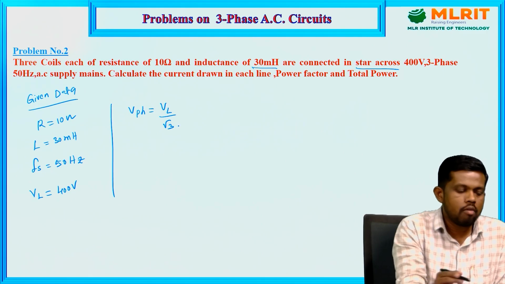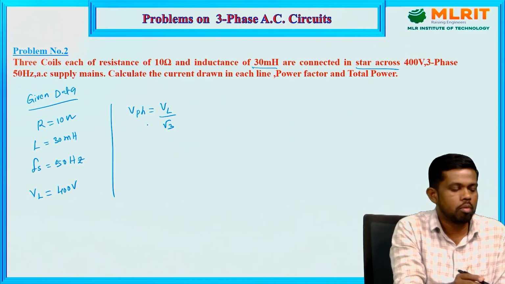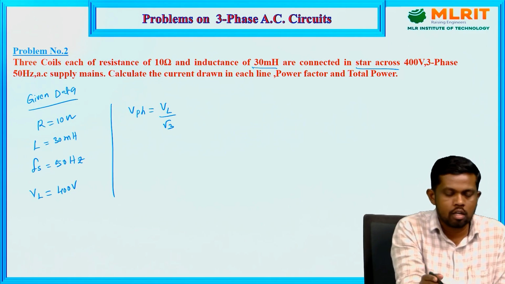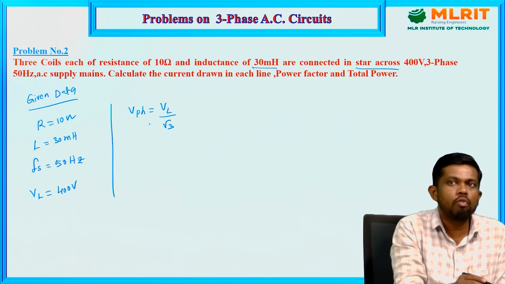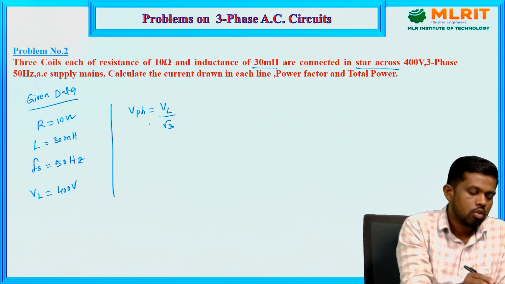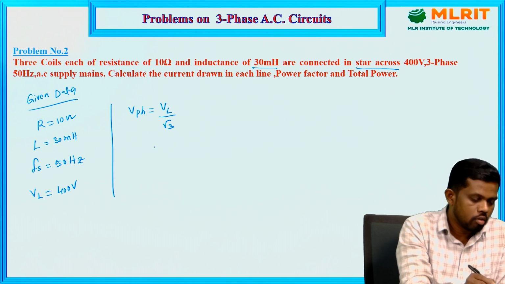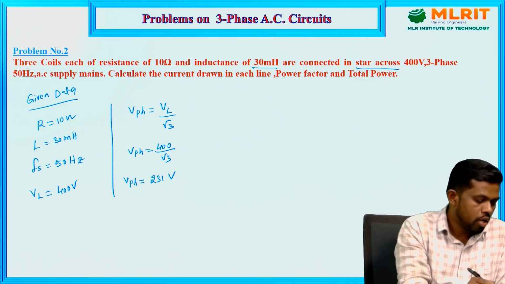If it is a delta, then VL and V phase are both the same, but the question is given for a delta-star network, which is why we have to consider V phase equal to VL upon root 3. So that is VL upon root 3. Then we need to get the V phase value: V phase equals 400 upon root 3. So the V phase value is 231 volts. This is the phase voltage value.